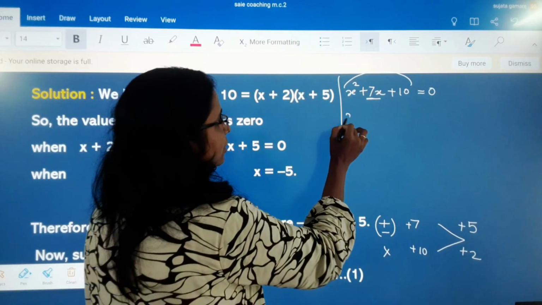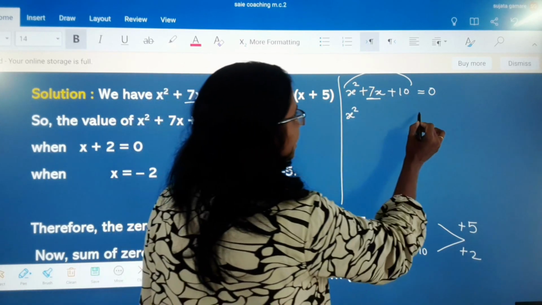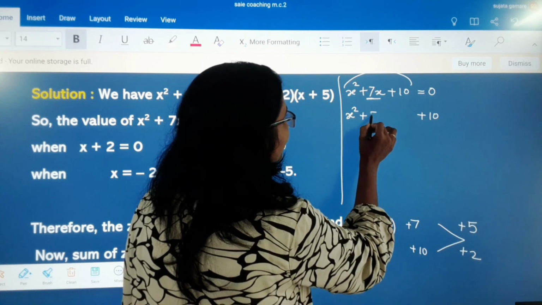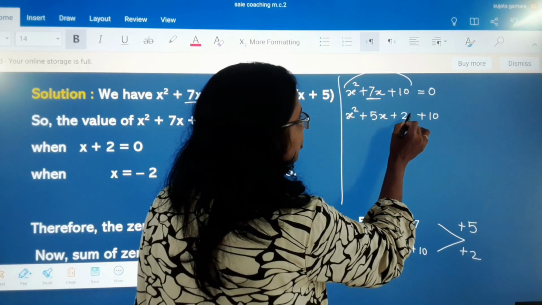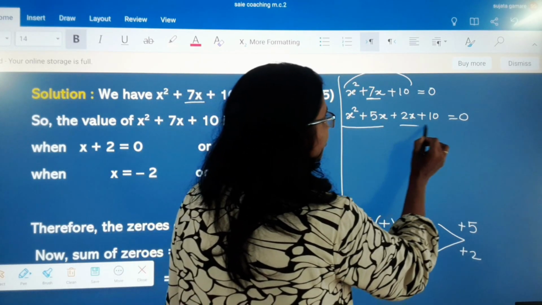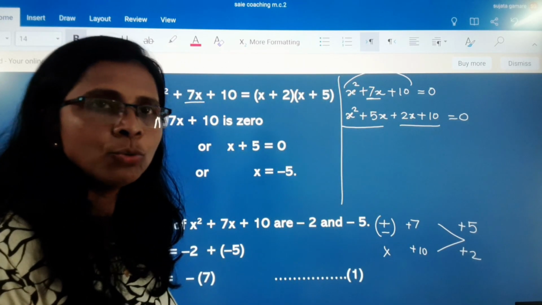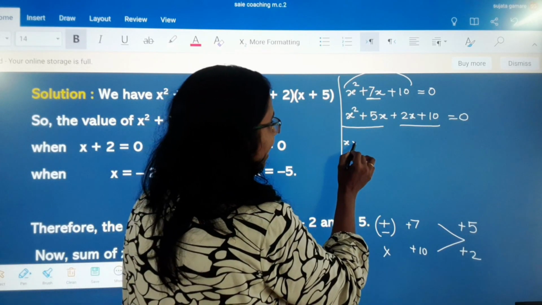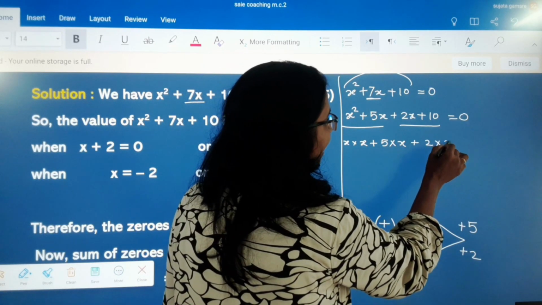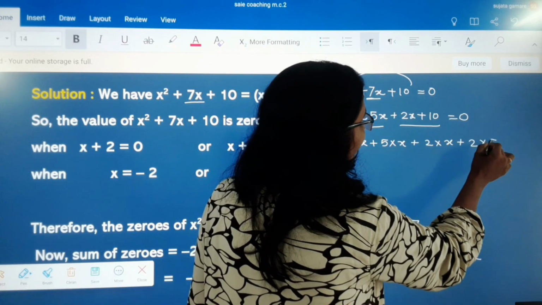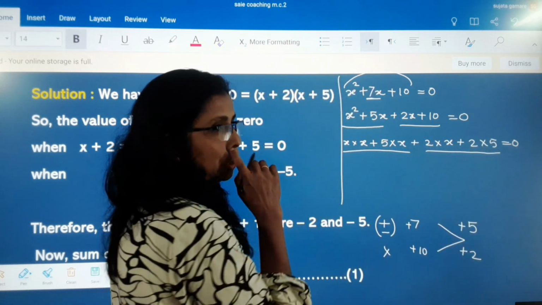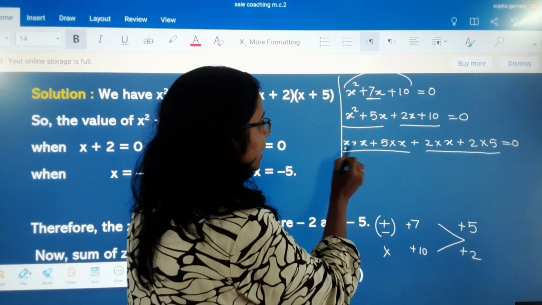So first term write as it is, third term write as it is, and these two numbers write in the place of the middle term: x square plus 5x plus 2x plus 10 is equal to 0. Then make the group of the first two terms and a second group of the other two terms. So x multiplied by x plus 5, and 2 multiplied by x plus 5, which is equal to 0. Now we will see which terms are common. Here the common term is x.